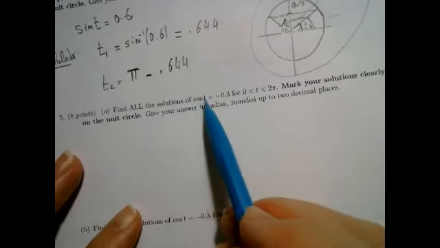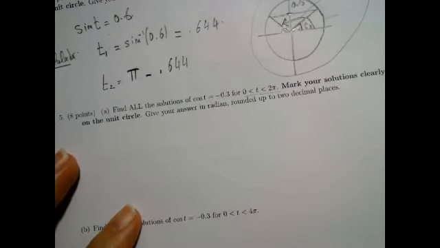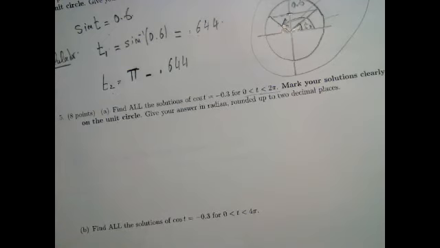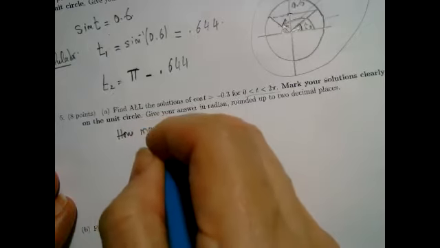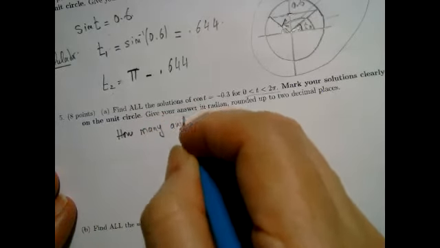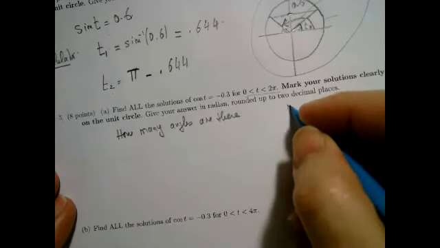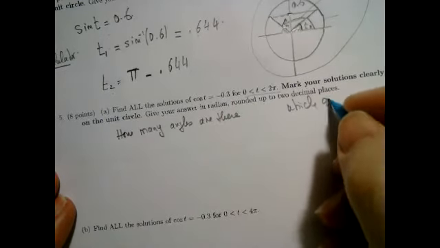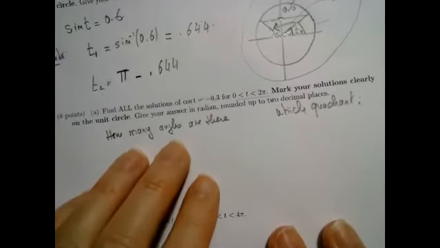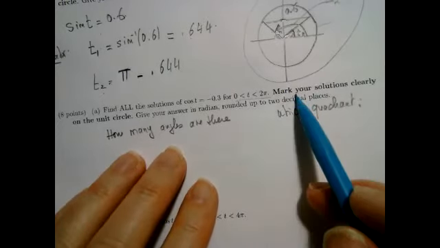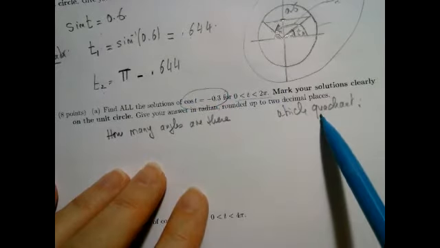Number 8. Find all the solutions of cosine t equals minus 0.3 for t between 0 and 2 pi. Question number 1, how many angles are there that have the same cosine, and in which quadrant? How many angles between 0 and 2 pi have the same cosine, and in which quadrant are they?